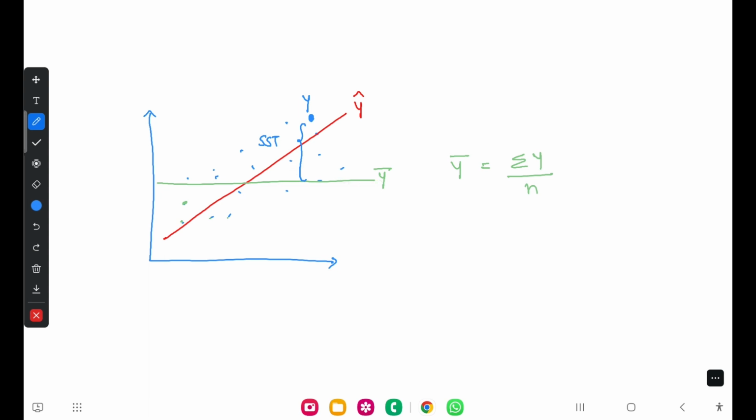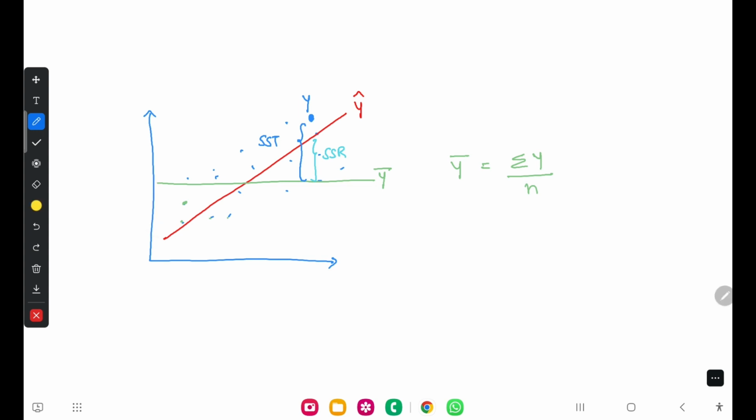Now SST comprises two components. If you all have noticed, there is this one component over here. This is called SSR. Why? Because now this is the predicted line. The red color line is the predicted line. And below the predicted line, the variation is explained by the line itself. Since it's explained by the regression line, we call this SSR, which indicates the explained variation.